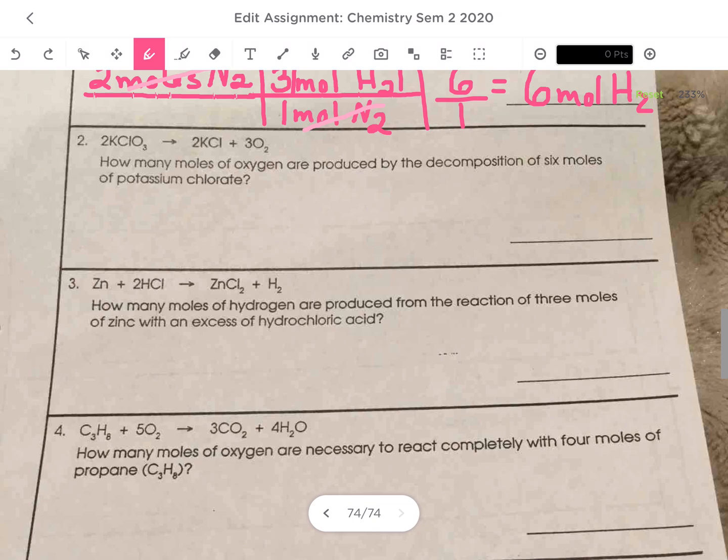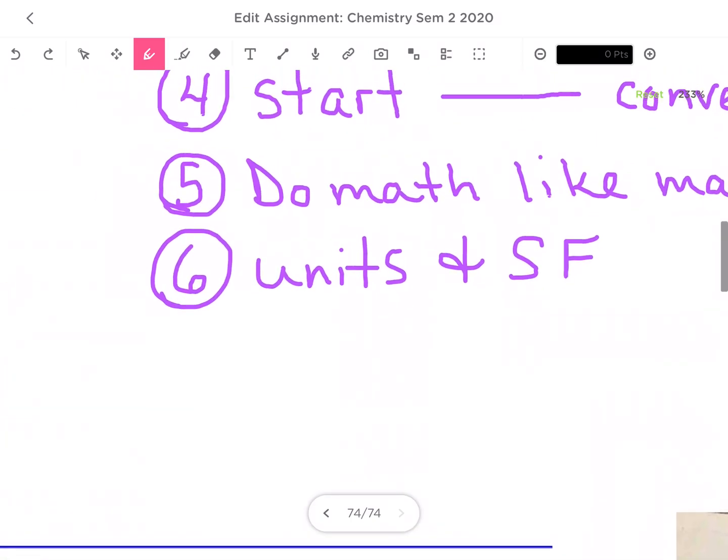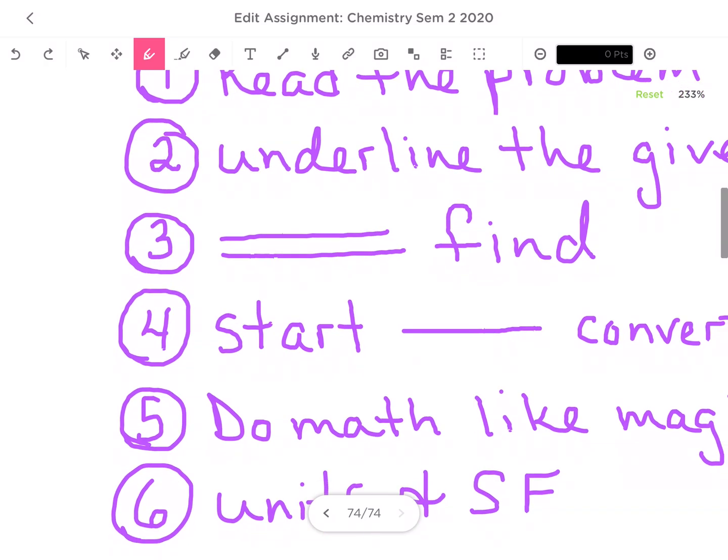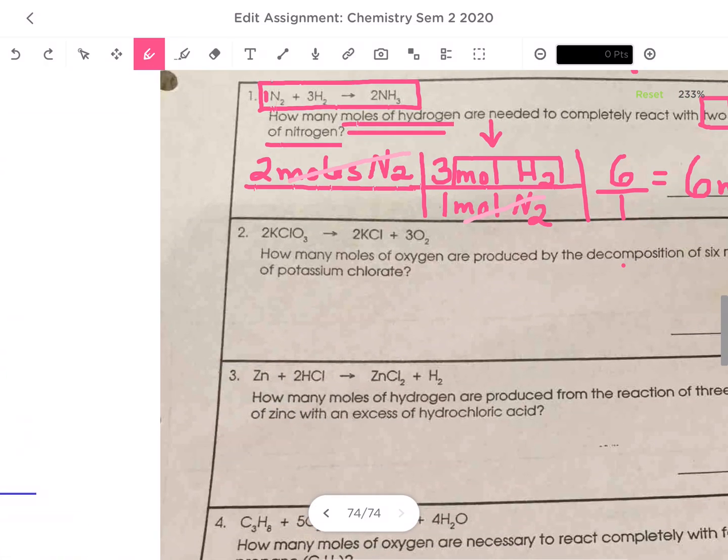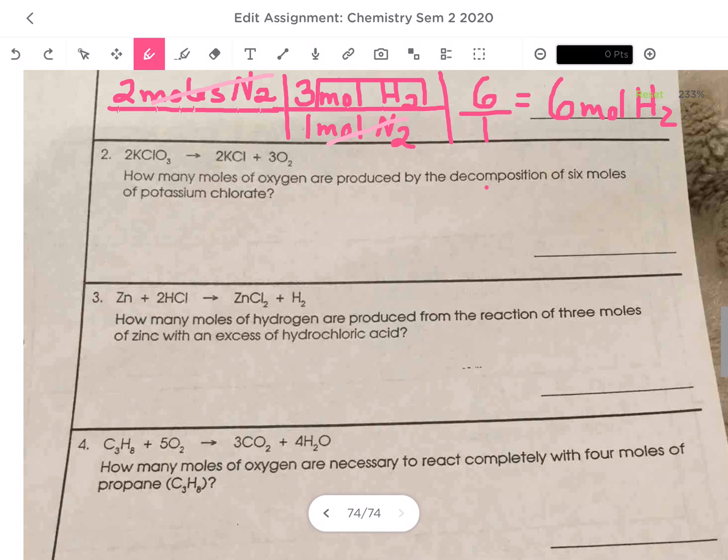So, step number 1 says, read the problem. How many moles of oxygen are produced by the decomposition of 6 moles of potassium chlorate? Okay, so single underline the given. That's the second step. Let's check. Yep. Underline the given. Okay. So we're looking for a number. Here's a number.